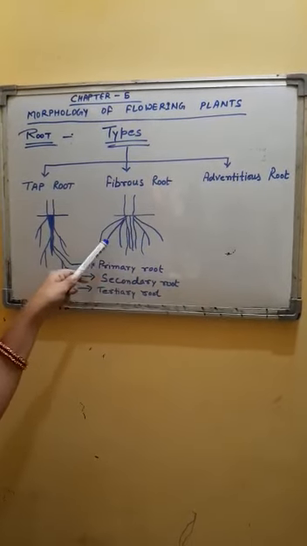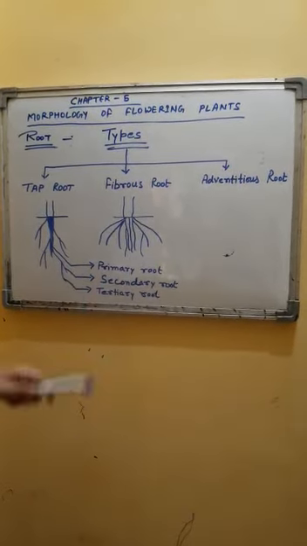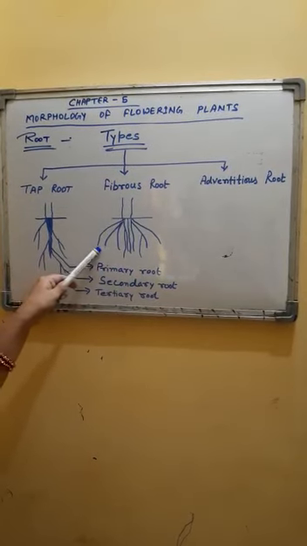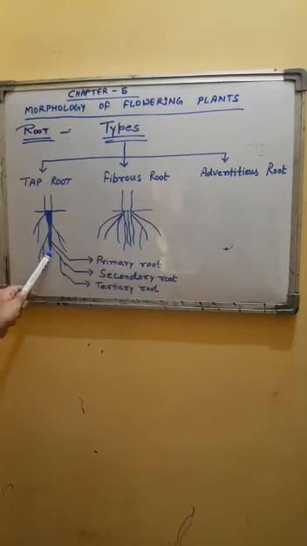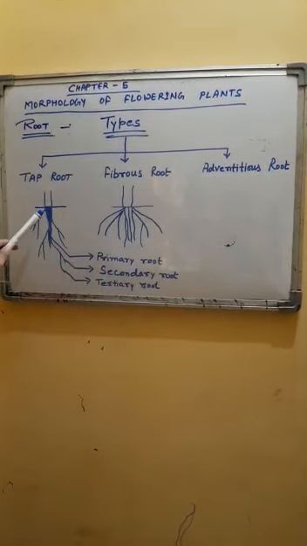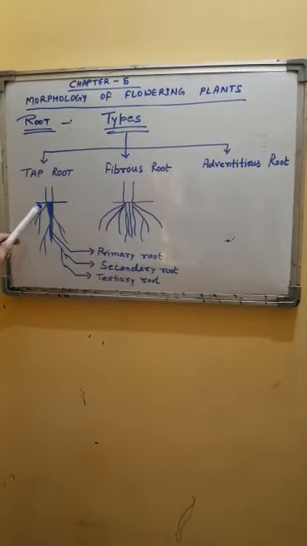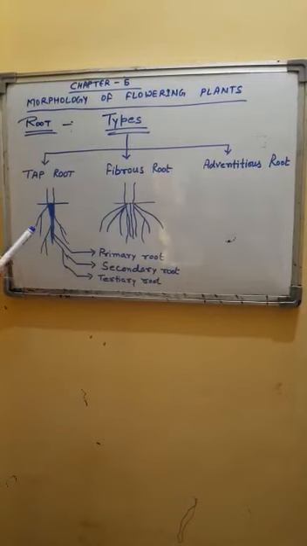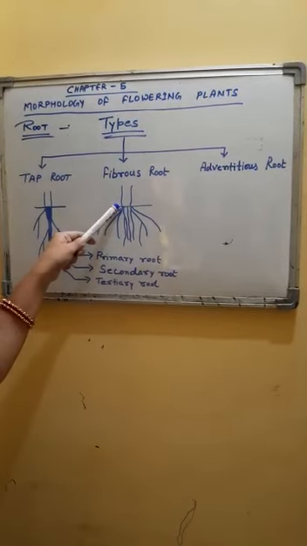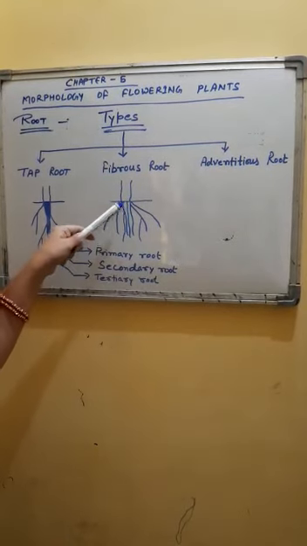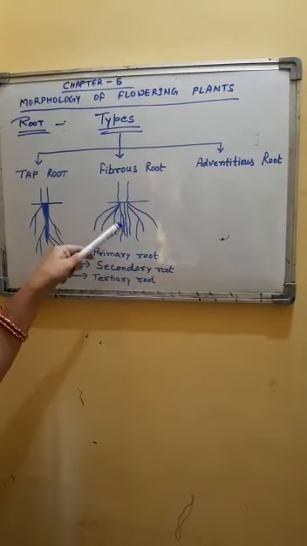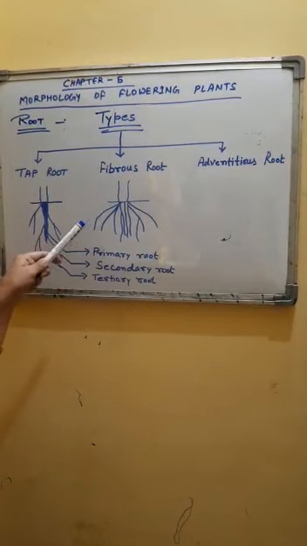All the branches of root are having almost the same thickness and length. As you can see the difference in taproot and fibrous root. Here we can see a main branch from which other branches are arising. Here, as the stem ends, all the branches of root arise at the same time.